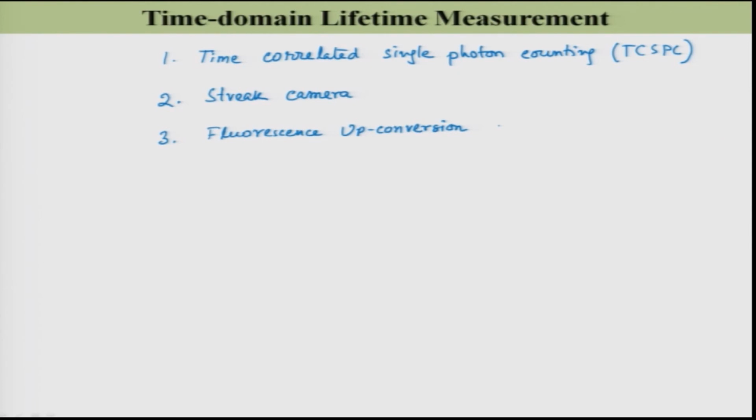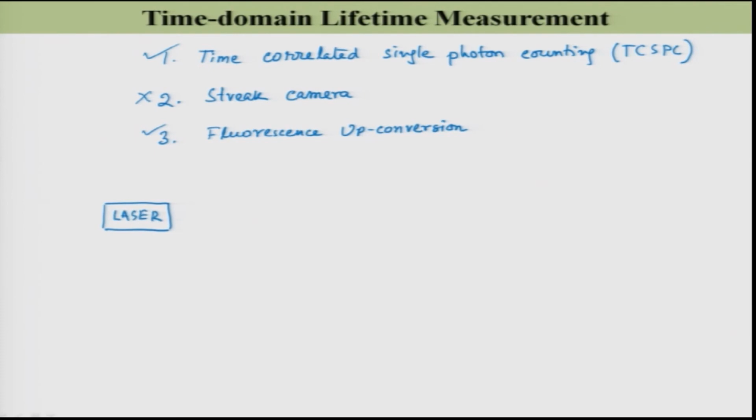First, let me tell you about this time correlated single photon counting, and I will not discuss the streak camera because it is a little complicated and I do not want to discuss this in this basic course, and then I will discuss the fluorescence up conversion. Okay. So, let me draw the basic setup of this time correlated single photon counting. Here what you need is a laser.